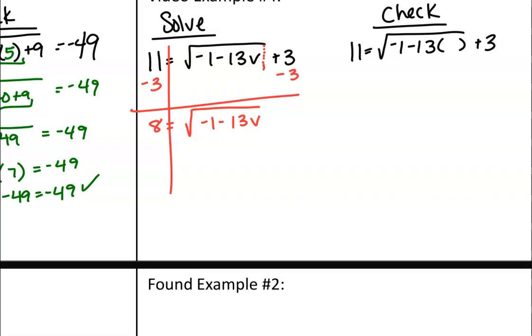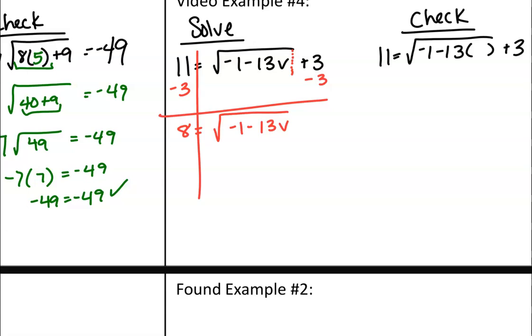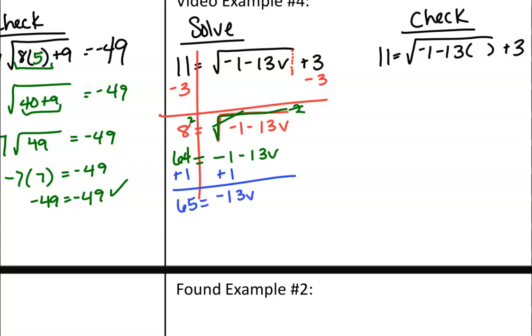And now that the radical is isolated, the inverse operation of a square root would be to square. 8 times 8 is 64. A square root and a square are inverse operations, leaving us with -1 minus 13b. And now it's a good old two-step equation. Our goal is to isolate this 13, so we got to move this -1 by adding 1 to both sides. We get 65 equals -13b.